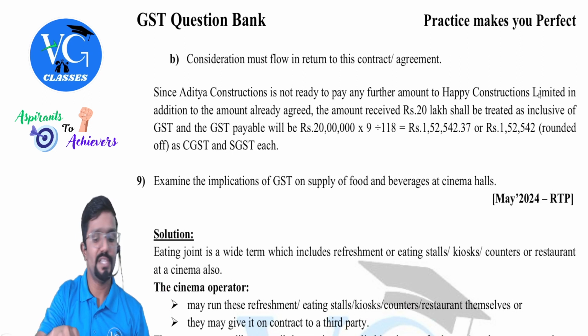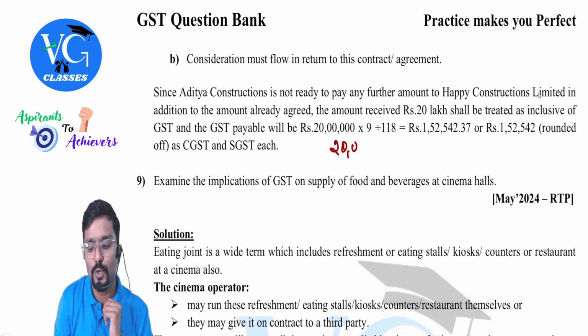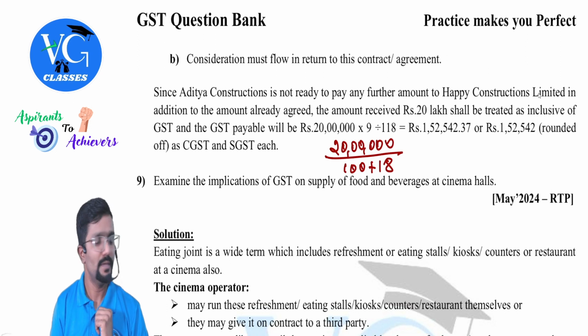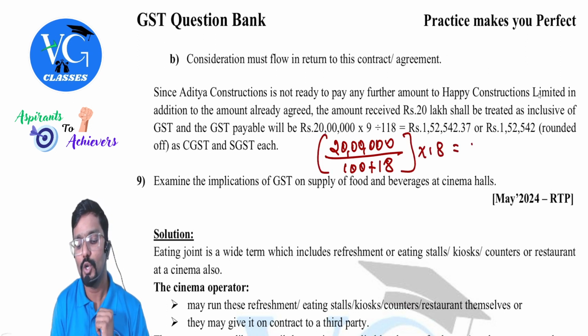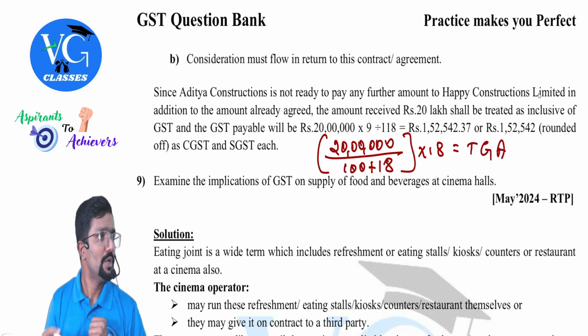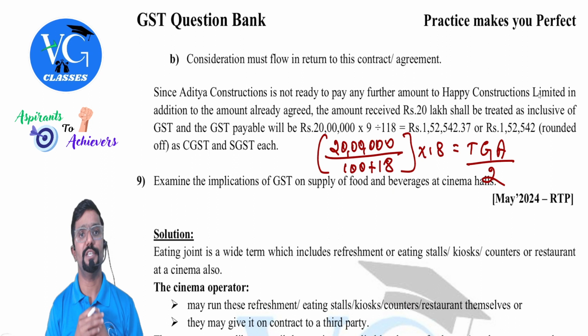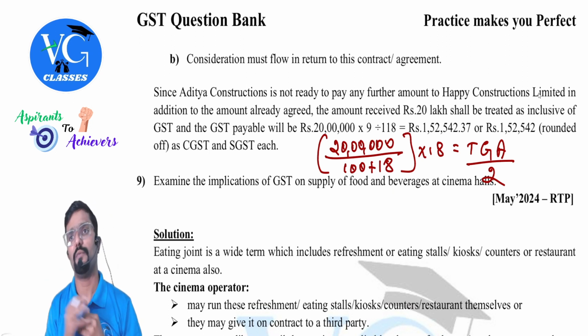Or else you can also do like this, people. 20 lakh is the total amount including GST. Including GST total is how much, people? 100 plus 18. Got it? You can do into 18, you will get the total GST amount. You can divide it by 2, CGST and SGST. This is an alternate way.